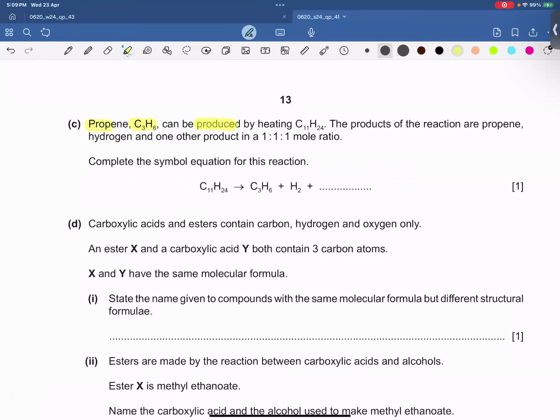Propene C3H6 can be produced by heating C11H24. The products of the reaction are propene, hydrogen, and one other product in 1:1:1 equal molar ratio. Complete the symbol equation. Okay. How many carbon atoms do we have now? 3. How many carbon atoms do we have? 11. 11 minus 3 is 8, so C8. How many hydrogen atoms? 24. How many hydrogen atoms do we have? 8. So 24 minus 8 becomes 16. And all of them exist in 1:1 ratio. So C8H16.